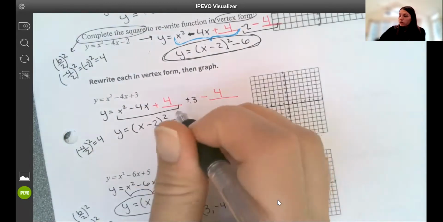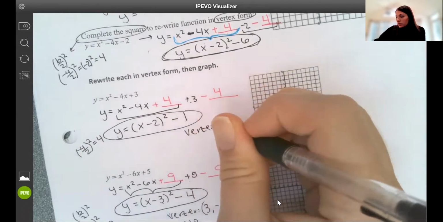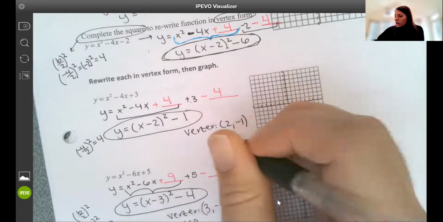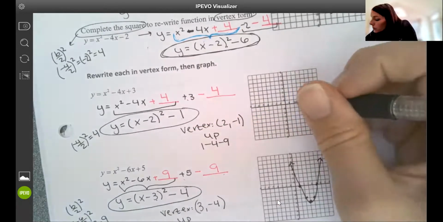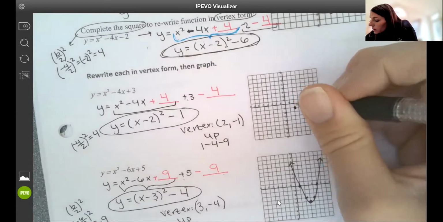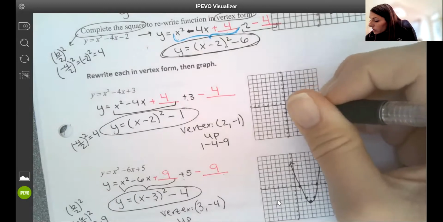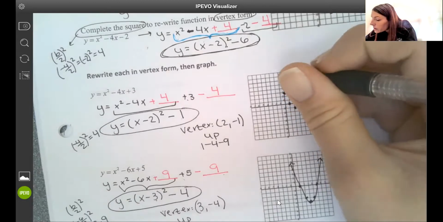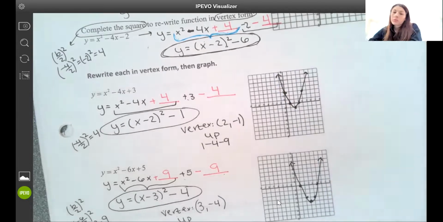So now I have it in vertex form, and I know that my vertex is at (2, -1), that it opens up and follows the 1, 4, 9 pattern. So I go 2, -1, 1, 1, 2, 1, 2, 3, 4, 2, 4. There's my parabola, okay?